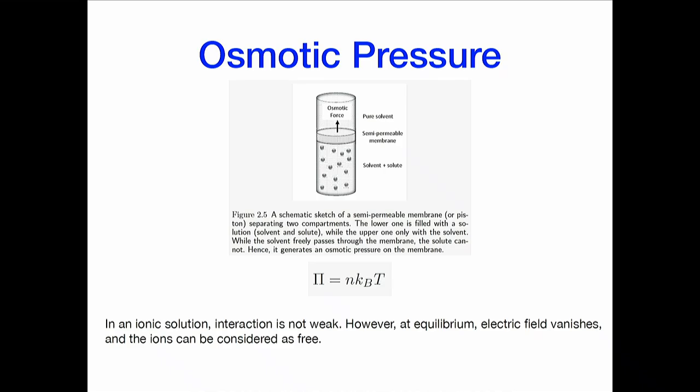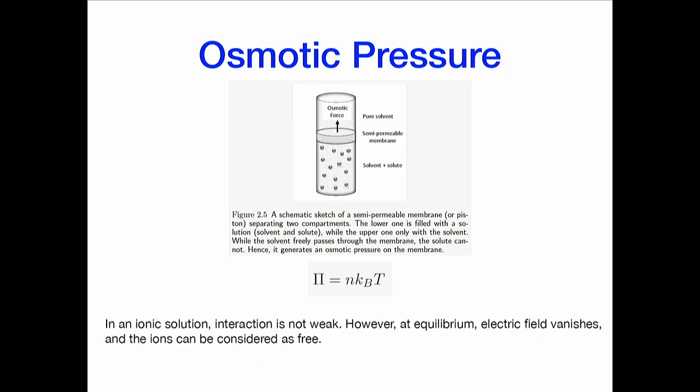So you see that the situation is exactly the same as that of a gas of particles with a piston. The solvent, since it's equilibrated on both sides, doesn't play any role. The solute molecules which are here, since they cannot go out, exert a pressure on the piston here, and this pressure is called the osmotic pressure. And of course, if you neglect interactions between these solute molecules, the pressure is given by the ideal gas law, pi equals n kB T.